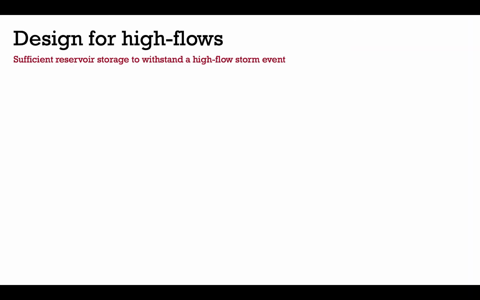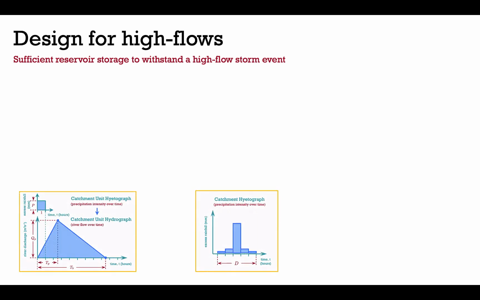So how do we do this? Well, we use two tools. The first is the catchment unit hydrograph, and this relates the unit volume of precipitation falling in a single hour to the runoff that creates from the catchment. Once we know how excess precipitation relates to the river flow, we then look to construct something called the catchment hyetograph, and this is a volume of precipitation that falls over a designated period, which we call the design storm.